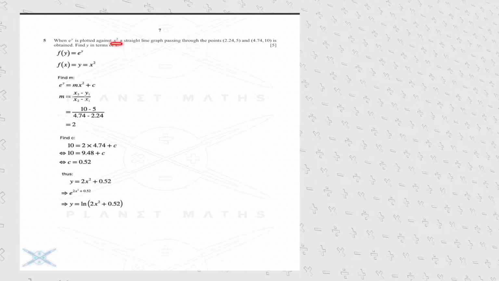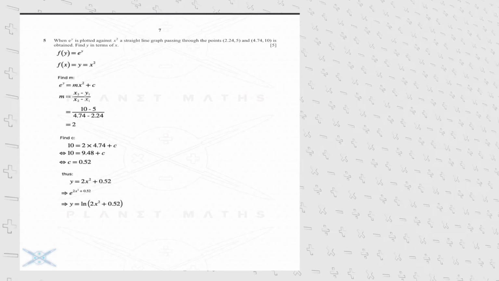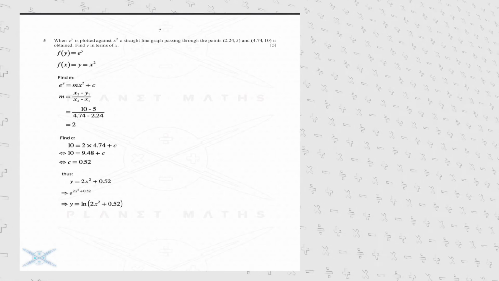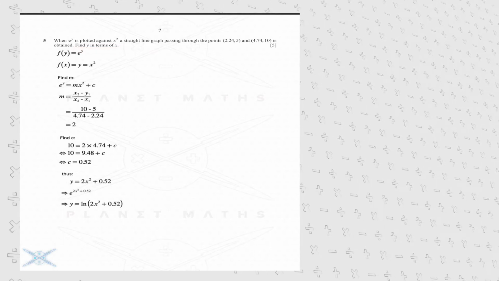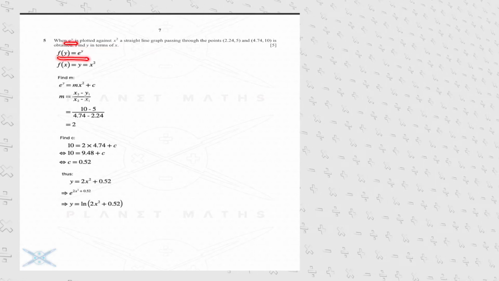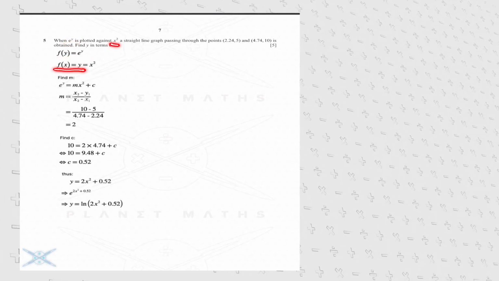plotted against x squared, a straight line graph passing through the points (2.24, 5) and (4.74, 10) is obtained. We're supposed to find y in terms of x. So here we're provided from the outset with two functions, f of y being e to the power of y, and f of x, which is the same as y, equaling x squared.